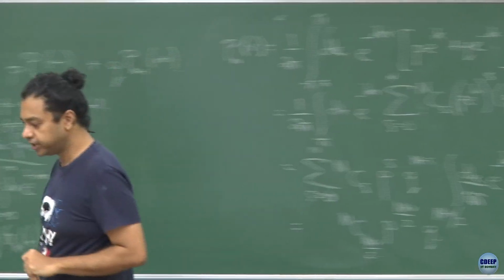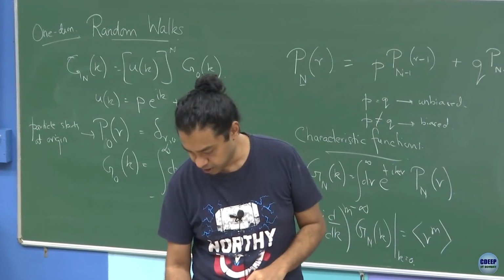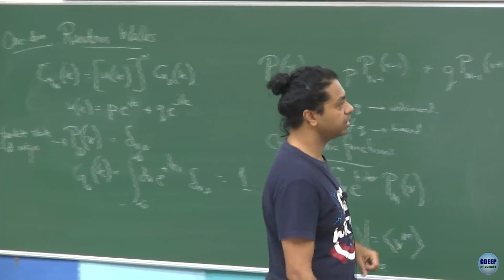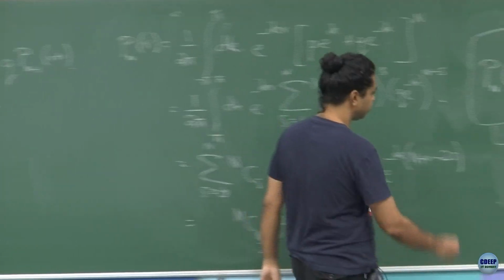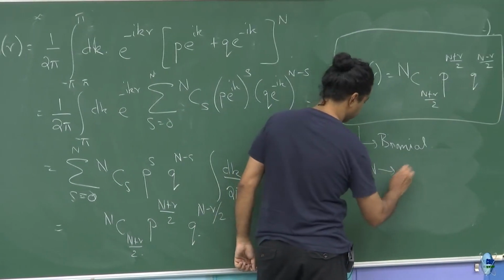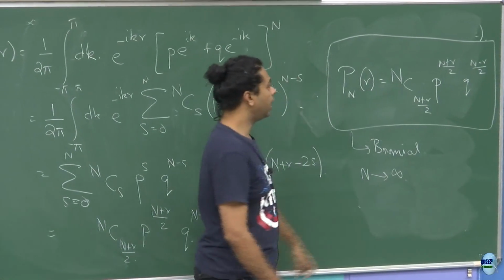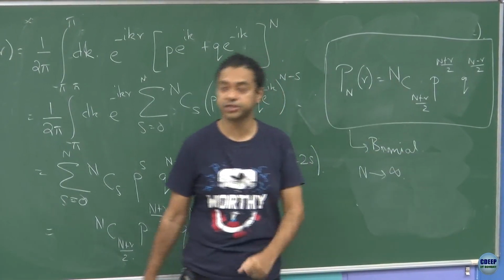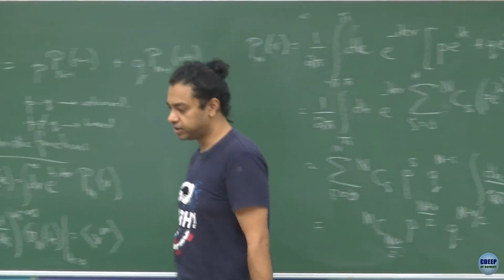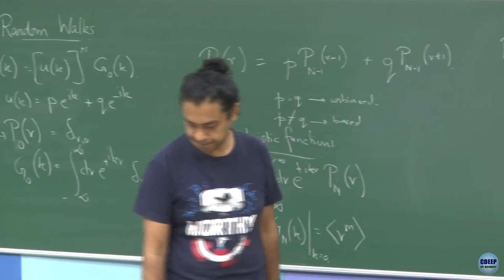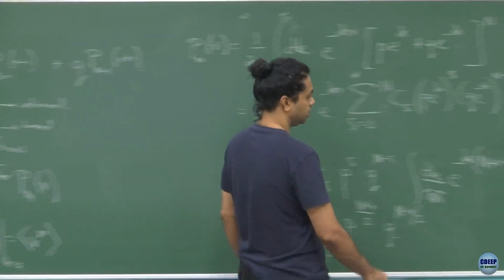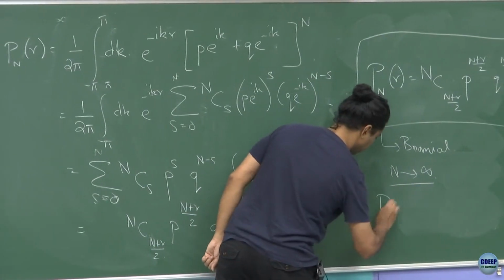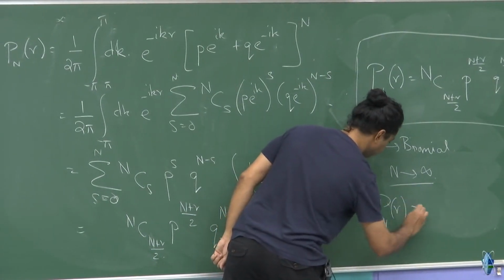Now, you can do one more thing, which is that you can take the large n limit. So, you can take the limit that n goes to infinity, use Stirling's approximation for all of these factorial terms that will come over here, and then show what. So, if I take this limit, what will this Pn of r go to?